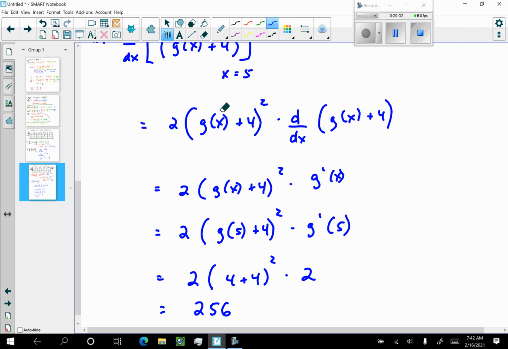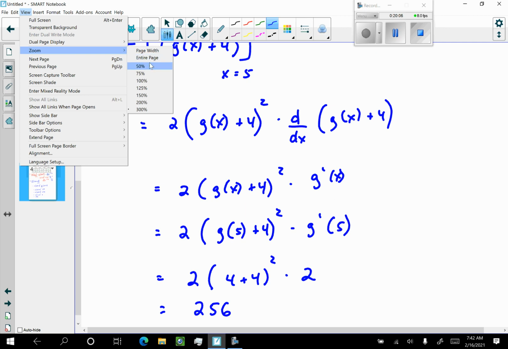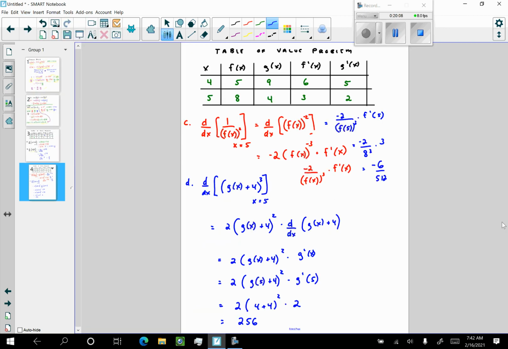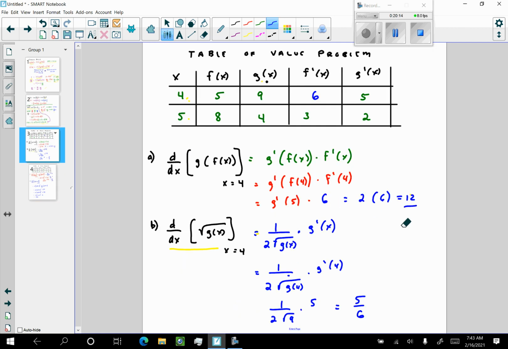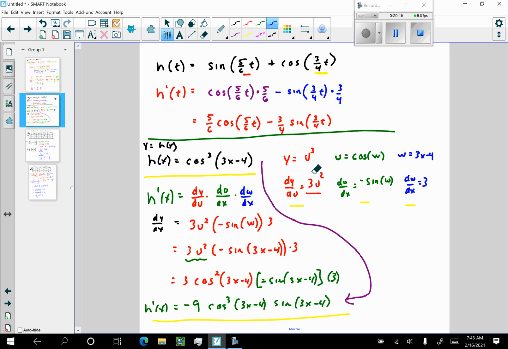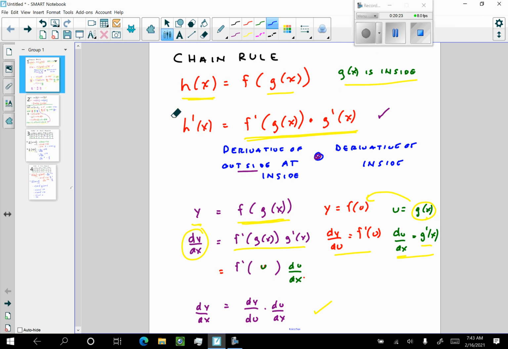So I've got a couple good table of values problems here. I'm going to go back in view and look at all the pages. So we've done table of values problems, 2 derivatives, table of values problems, 2 derivatives, 2 just good old-fashioned chain rule problems, and a brief review of the chain rule.